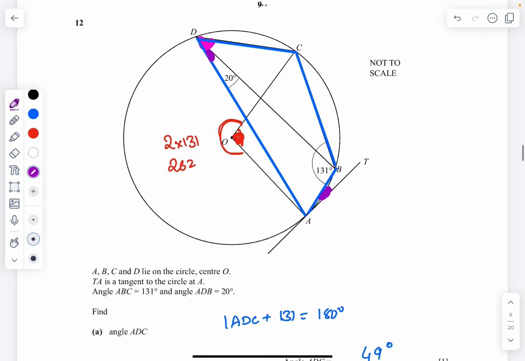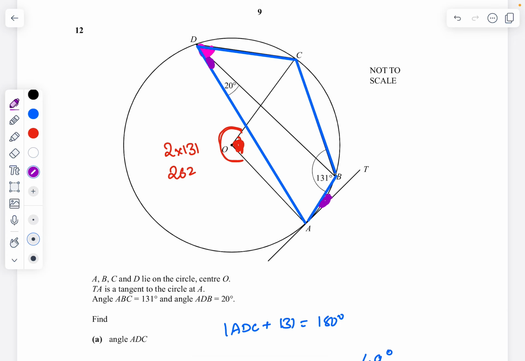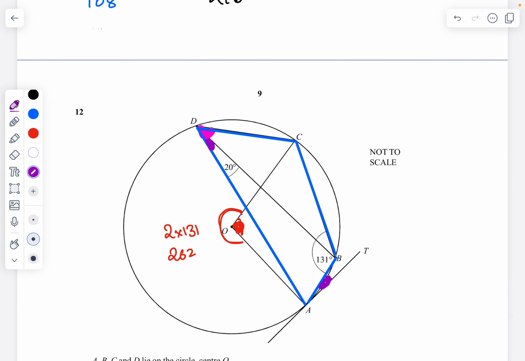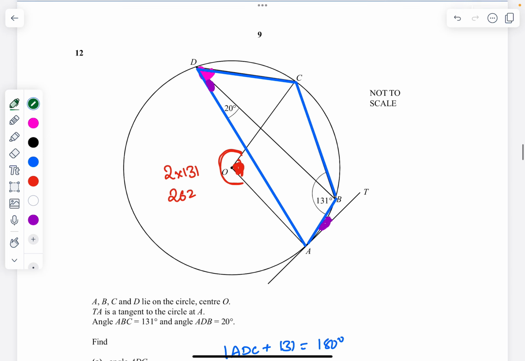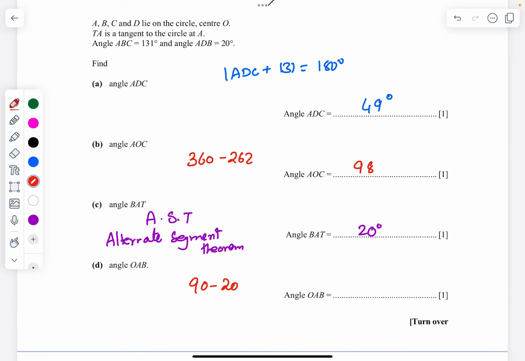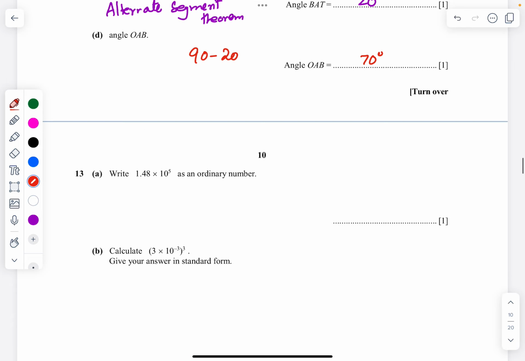Angle OAB. So which is that angle? Let's mark it out. Angle OAB equals this entire angle. He is asking us to find angle OAB. This particular angle is being asked. We know that the angle between the tangent and the radius is 90 degrees. So already BAT is 20. So it's going to be 90 minus 20, which is 70 degrees. That's going to be the answer.